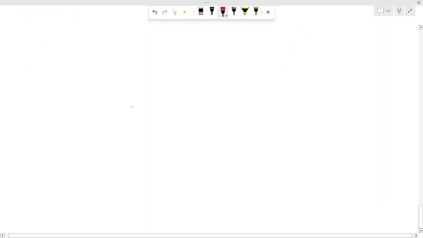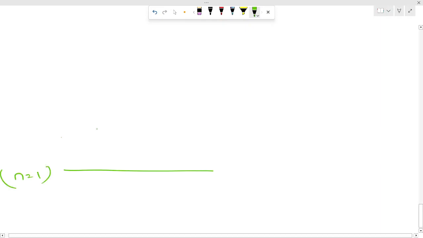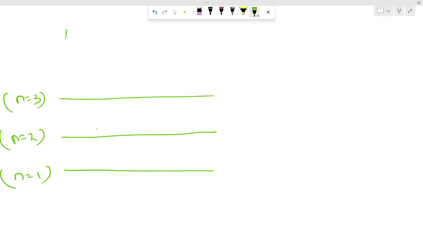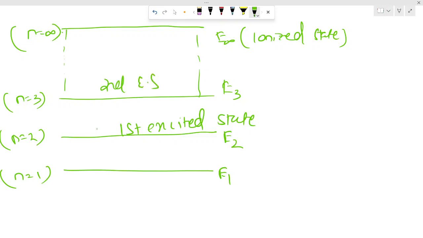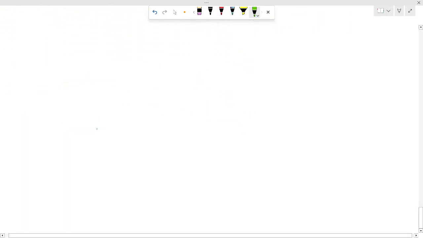Let me draw the energy diagram for you. Let me change the color of the pen. This one is the ground state for n equal to 1, for n equal to 2, for n equal to 3. If I have to show n equal to infinity, I will show it like this, n equal to infinity, that is your ionized state. This one is E₁, E₂, E₃. This is E infinity, that is your ionized state, and this is your first excited state. This one is your second excited state, and this one is your ground state. This is the energy level diagram for your muonic atom.